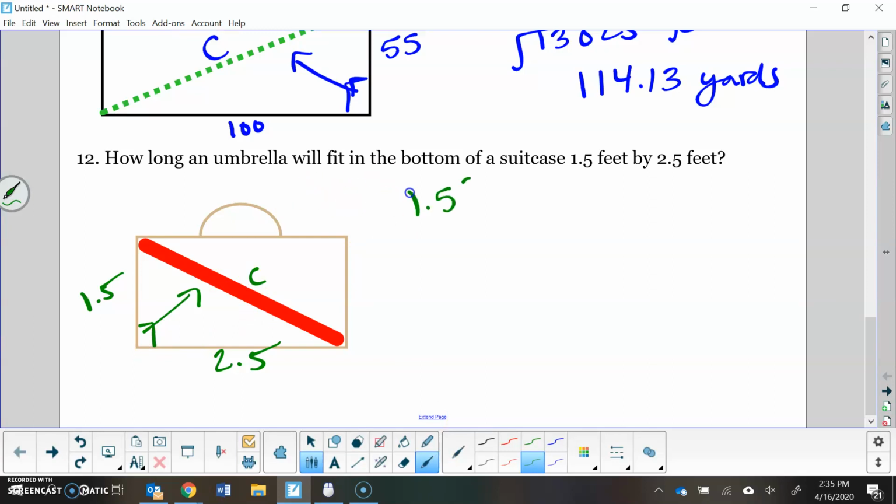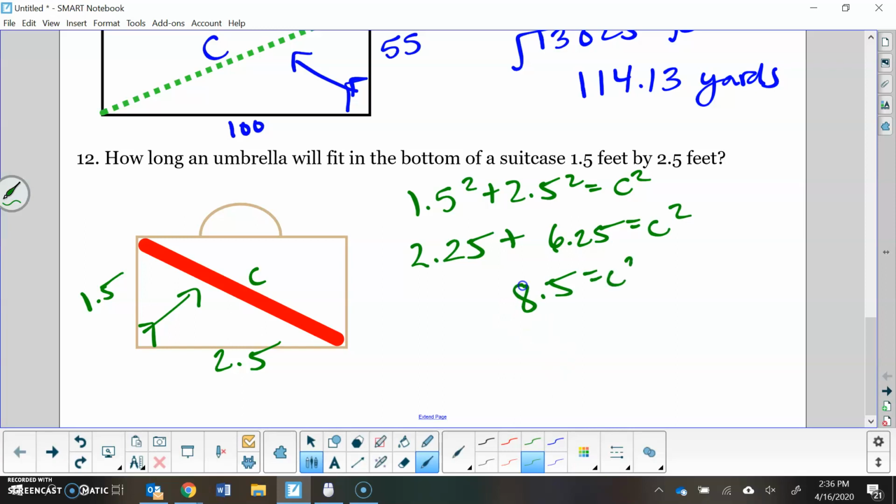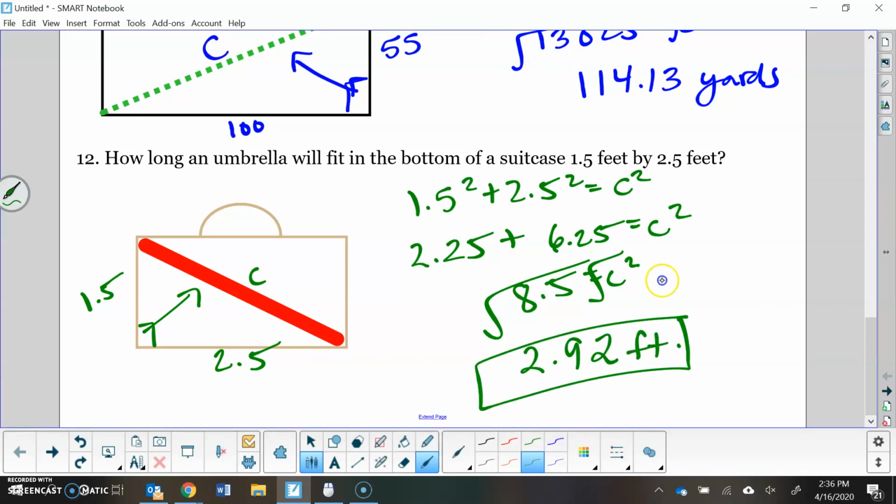So I have 1.5 squared plus 2.5 squared equals c squared. 1.5 squared is 2.25. 2.5 squared is 6.25. I add those together and I get 8.5. And finally, taking the square root of 8.5, I get that the umbrella can be approximately 2.92 feet in length. So that's how you use Pythagorean theorem, by drawing a diagram and coming up with the missing side.